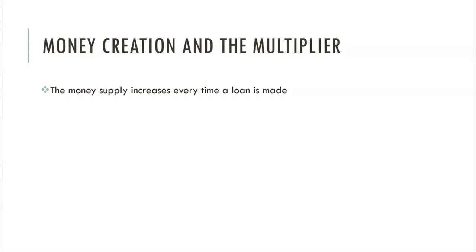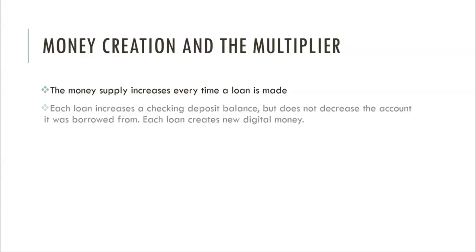So the money supply increases every time a loan is made. Each loan increases a checking deposit balance, but it does not decrease the account it was borrowed from. So each loan creates new digital money. No physical currency is being printed or produced. It is all digital currency.